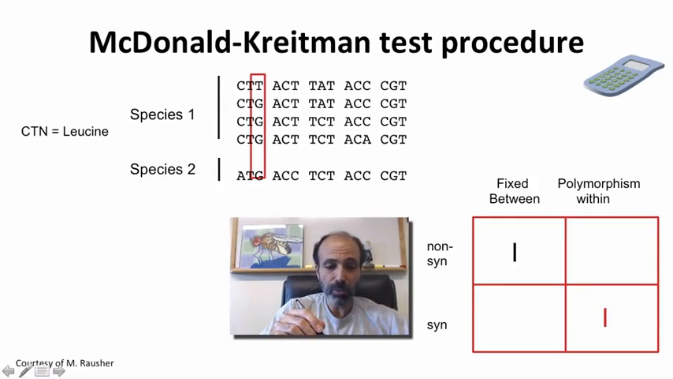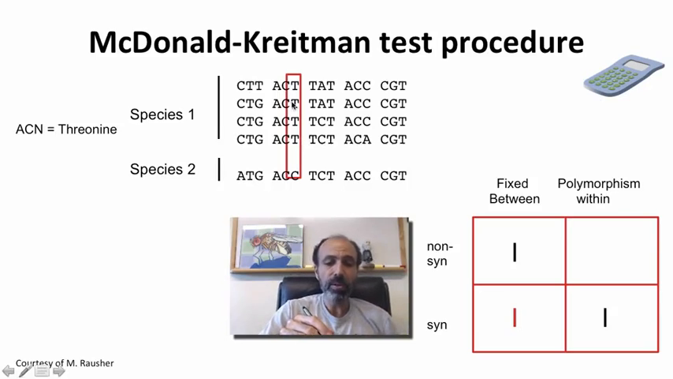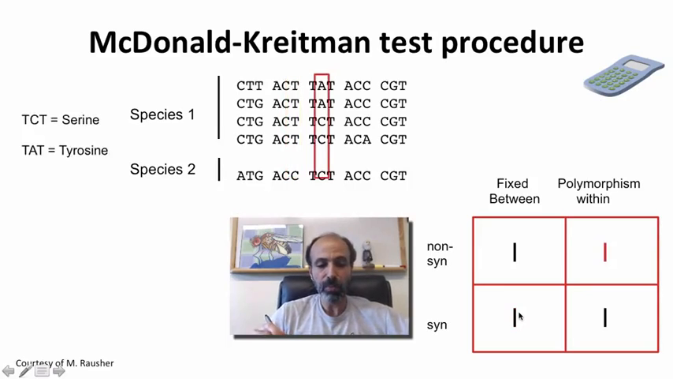So let's jump now over a little bit. This one right here is a difference between species, but again, AC anything is threonine, so this is a synonymous but between species difference.